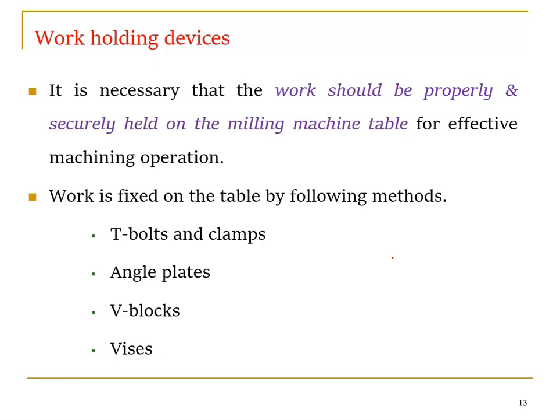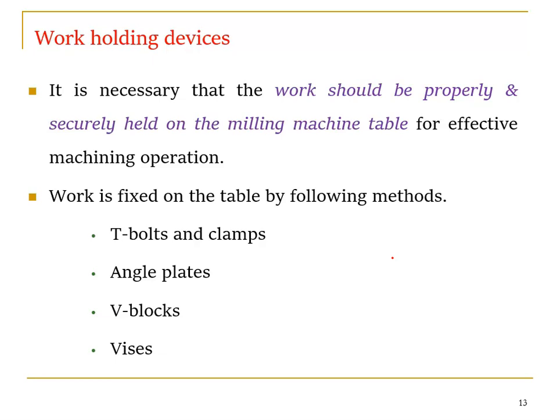Right, so T-bolts and clamps, we know that on any work table we have T-slots on it. So if you want to place your vise on the table, you have a T-bolt, and we place it in the slots and tighten it. So T-bolts and clamps. Angle plate, it is used to hold a piece at 90 degrees. V-block is used to hold a cylindrical workpiece, right? So if you have a cylindrical workpiece that you need to mill, we can use V-blocks to hold it.